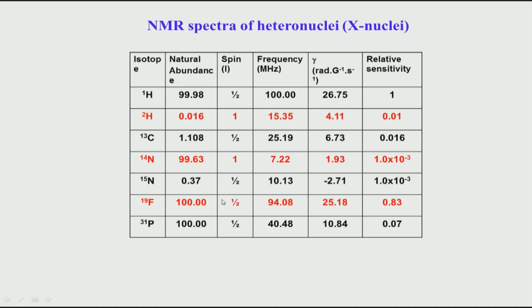You can see that fluorine is actually a very sensitive nucleus, almost as much as hydrogen. The sensitivity is good because it is almost 100% abundant, and the gyromagnetic ratio is close to proton. So, sensitivity-wise it is very close to proton. Next to proton in the whole periodic table, fluorine is the most sensitive nucleus. But our focus now will be only on carbon-13, because it is the most popular nucleus and it helps a lot in getting the structural information of molecules.